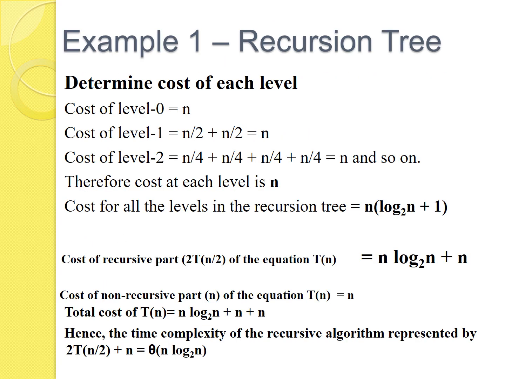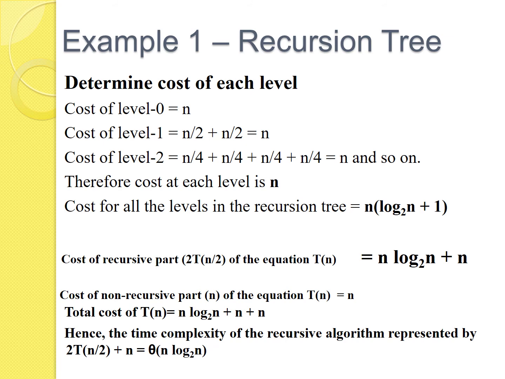Let us determine the cost at each level of the recursion tree. The cost at level 0 equals n. The cost at level 1 equals n by 2 plus n by 2 equals n, where n by 2 represents the cost for each child at level 1. Similarly, it proceeds till the leaf level in the recursion tree. Hence, the cost at each level of the recursion tree is n.